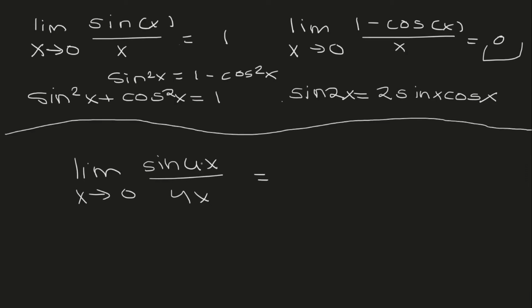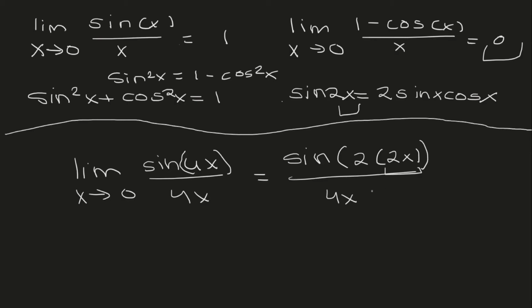Now it might be tempting to take the 4 out and simplify it as we did in the problem before, but unfortunately we can't do that here because 4x is inside the sine function, it's a part of it. But that does let us use another identity. If we write this another way, we can say sine of 2 times 2x, where 2x is basically acting as our solitary x right here, all over 4x.